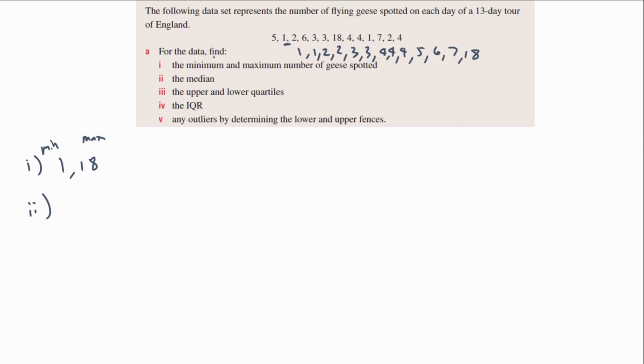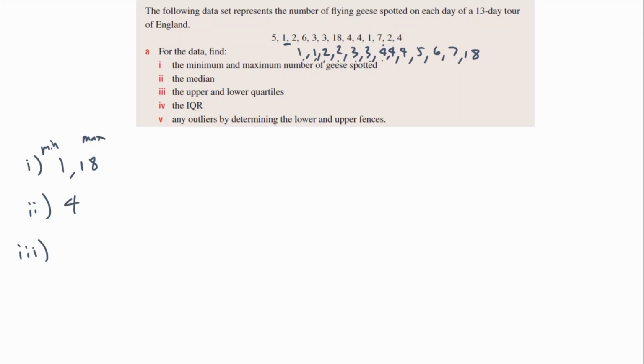And to find the median, count the number of spots there are. It should be 13. So we'll do n plus 1, which is the 14, divided by 2, which is 7. So my median is going to be the 7th data point. So 1, 2, 3, 4, 5, 6, and 7. My median is 4.